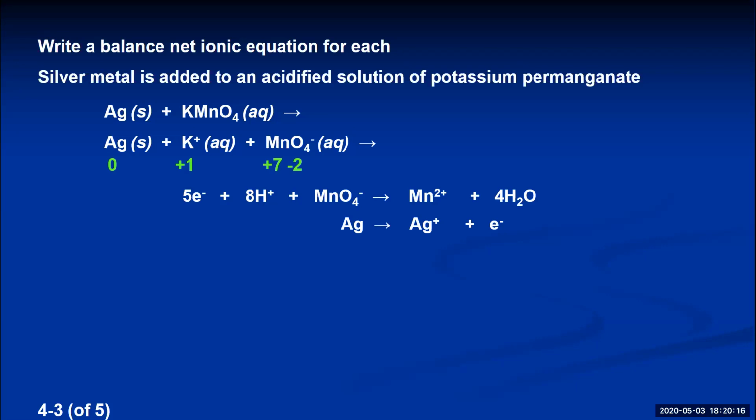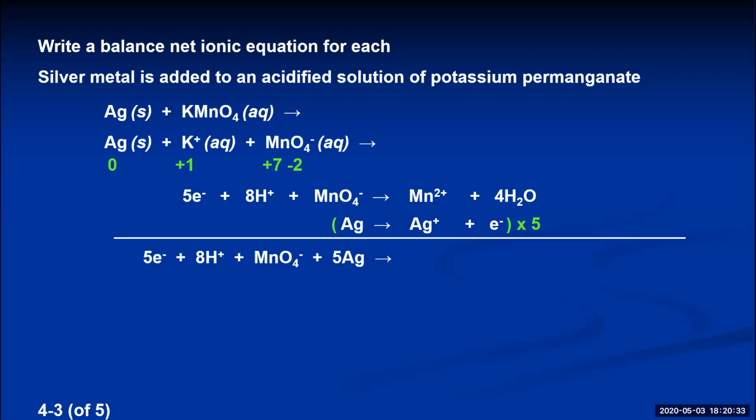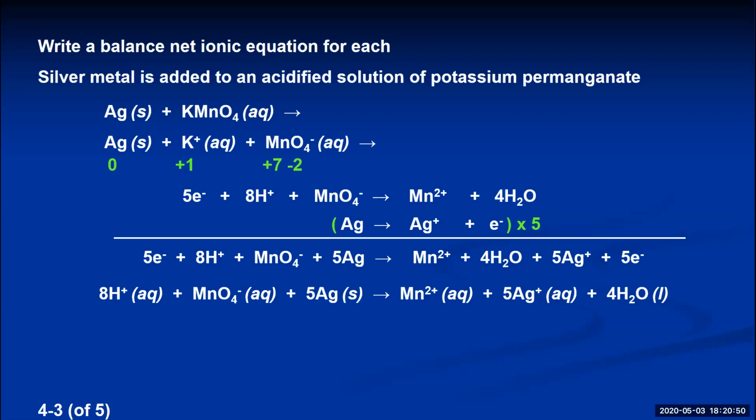In order to add the reactions together, you have to make sure that the electrons gained by the reduction half reaction exactly equal the electrons lost by the oxidation half reaction. So to do that, we'll have to multiply the oxidation half reaction by 5. If we do that and add these together, the reactant side is 5 electrons, 8 hydrogen ions, 1 permanganate, and 5 silver atoms. The product side would be a manganese 2+ ion, 4 waters, 5 silver ions, and 5 electrons. The electrons cancel out, and our final net ionic equation is 8 H+ aqueous plus MnO4- aqueous plus 5 Ag solid yields Mn2+ aqueous plus 5 Ag+ aqueous plus 4 H2O liquid.